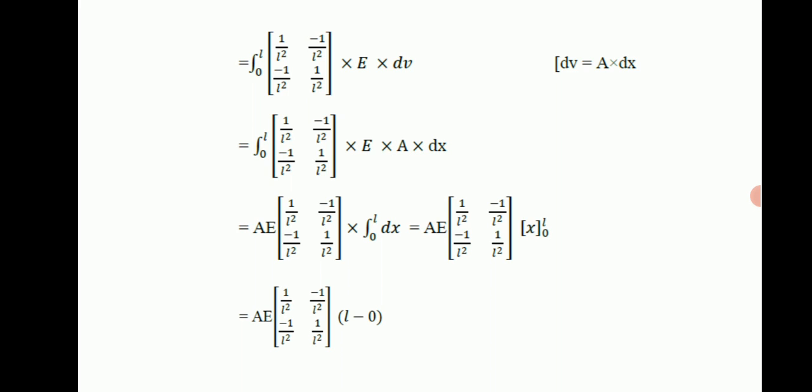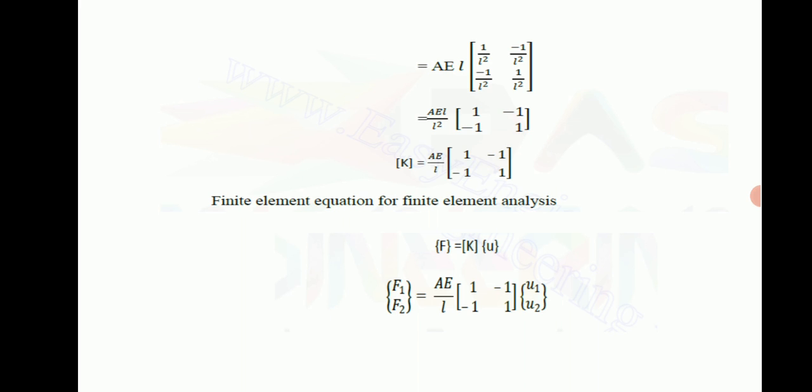So the integral of dx, we will get answer as x. So we can put the limit at 0 to L, and we will get the final answer by solving: K is equal to AE by L into the matrix [1 minus 1; minus 1 1]. So when we are finding the stiffness matrix equation, we can easily form the finite element equation of bar element.